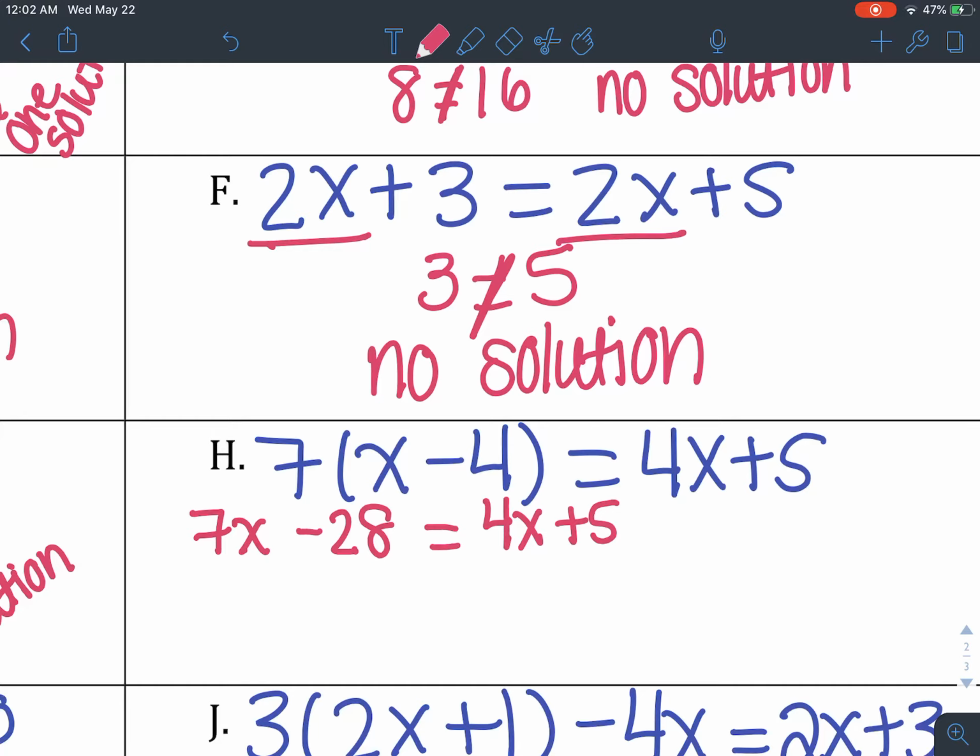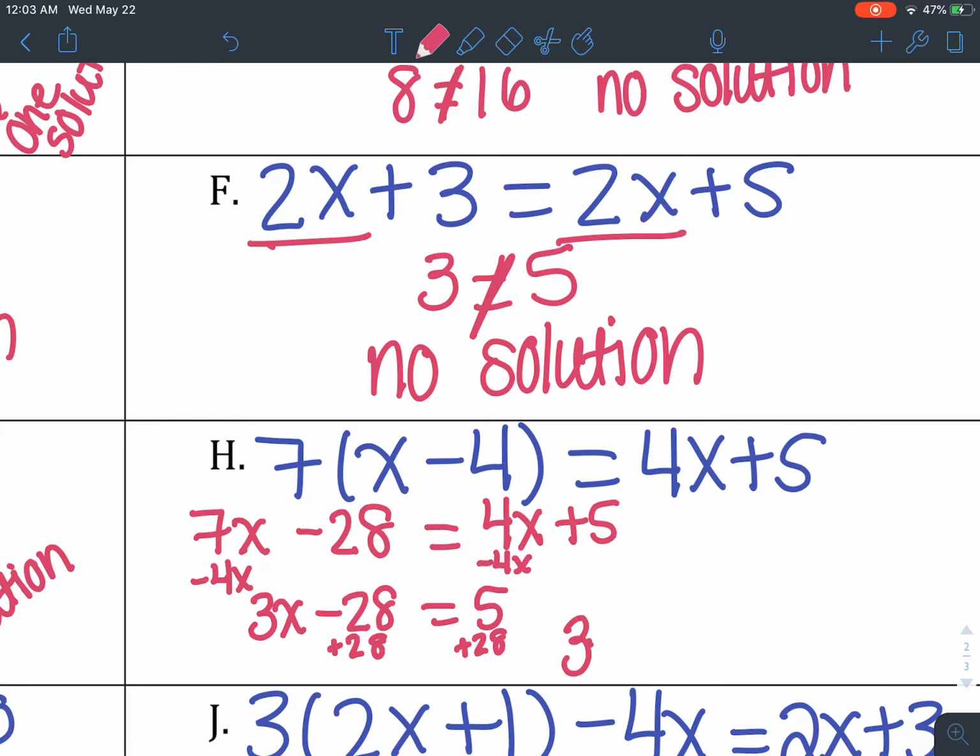Okay, so let's move all of our variables to one side. I'm going to subtract 4x. I just don't like dealing with negatives that much. So I'm going to have 3x minus 28 equals 5. And now I have a minus 28, so I'm going to take the opposite, and that's going to be plus 28.